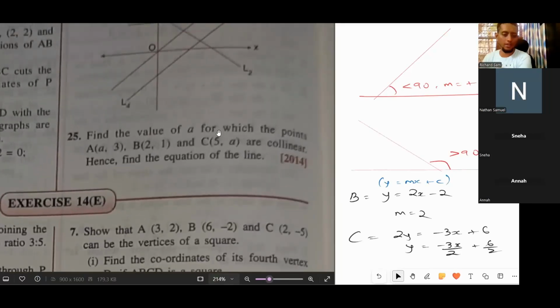Find the value of a for which the points A, B and C are collinear. So what's the meaning of collinear points? Points on the same line. Okay. Hence find the equation of the line. How?